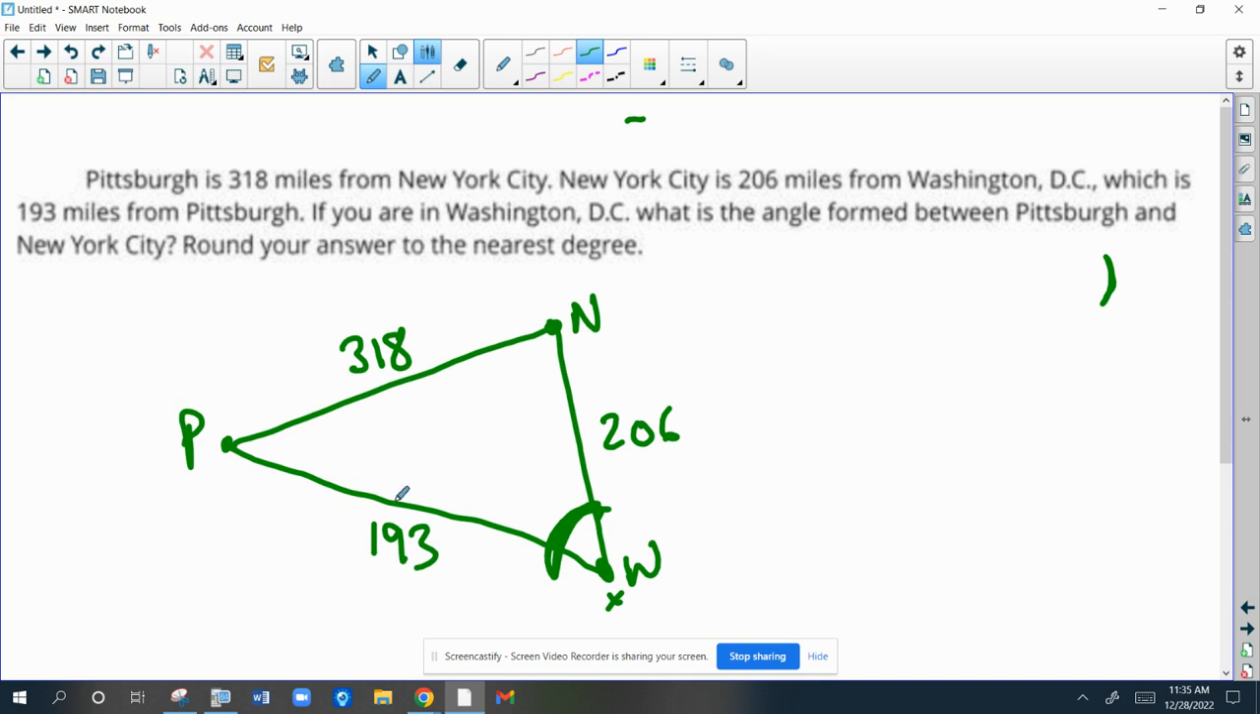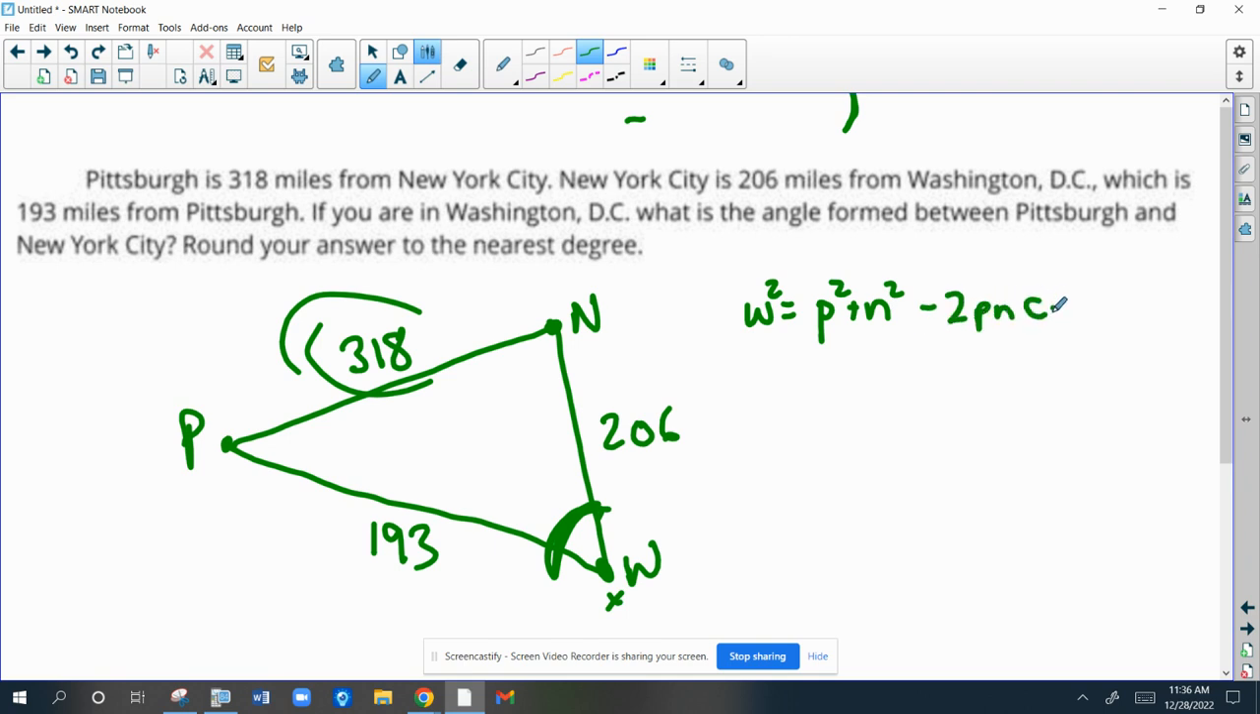Here's Pittsburgh. Here's New York City. So this is going to be a law of cosines because we don't have any angles. So we don't have any relationship between an angle and an opposite side, which we need. So it is law of cosines. So we're going to look for capital W. So if I'm forming my law of cosines equation, we start out with little w squared equals p squared plus n squared minus 2pn cosine of big W.